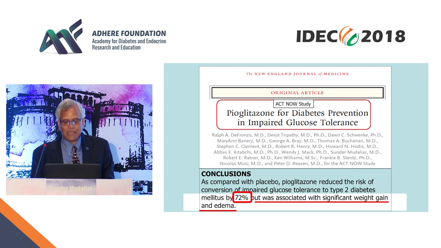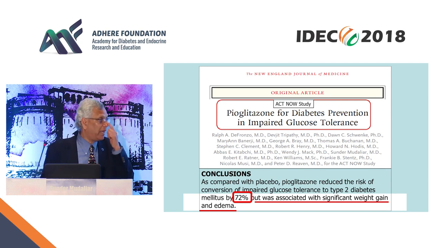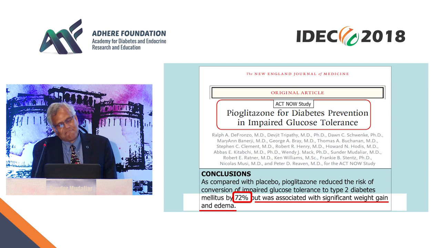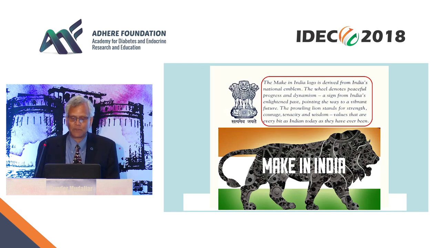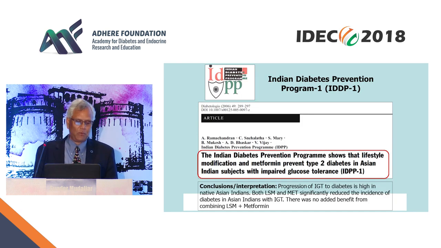Actos Now. We did it, 72% reduction, but weight gain, edema, and fractures were there. We had 84 people, 5 women developed Colles fractures and all that. So it's a good drug, and we use 45 milligrams, which many people do not use. Well, we need to make it in India. So the Indian DPP-1 was published in Diabetologia, and what did they show?